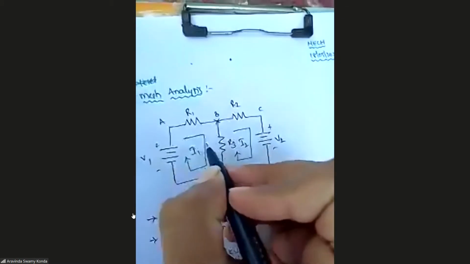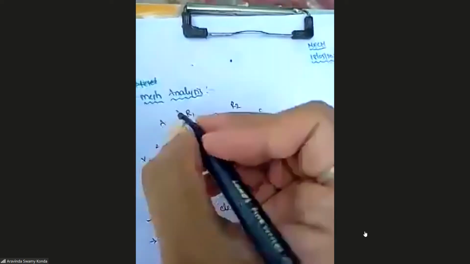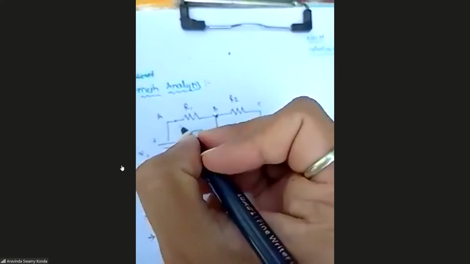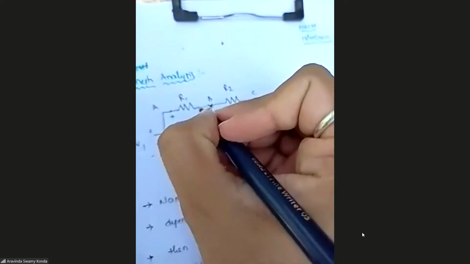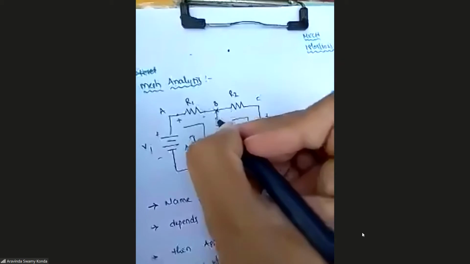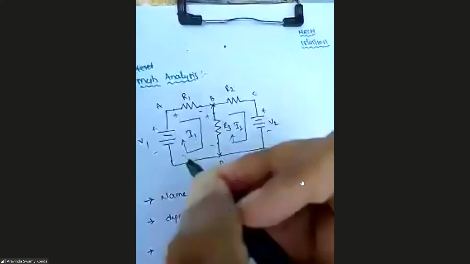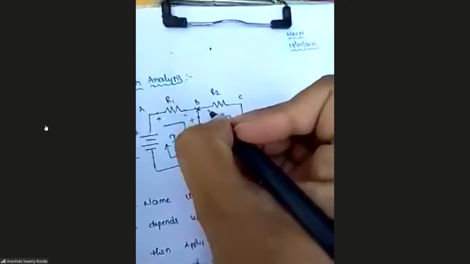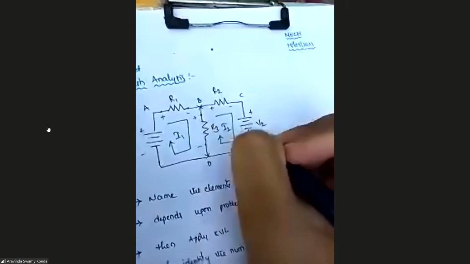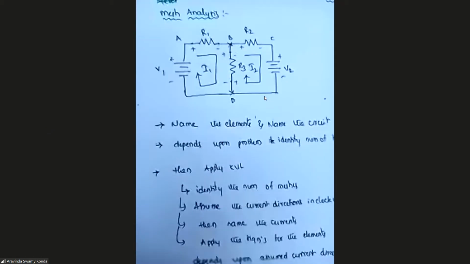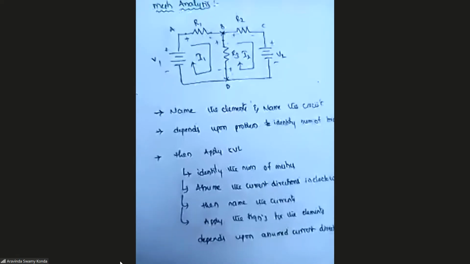So for R1 we are assuming that the current flows in this way. So what is the current entering? It is the current entering here, so this sign will be positive and this sign will be negative. Similarly for the next element, entering is positive and leaving is negative, and this sign is already indicated. Am I right or wrong? Yes or no? Yes, sir.